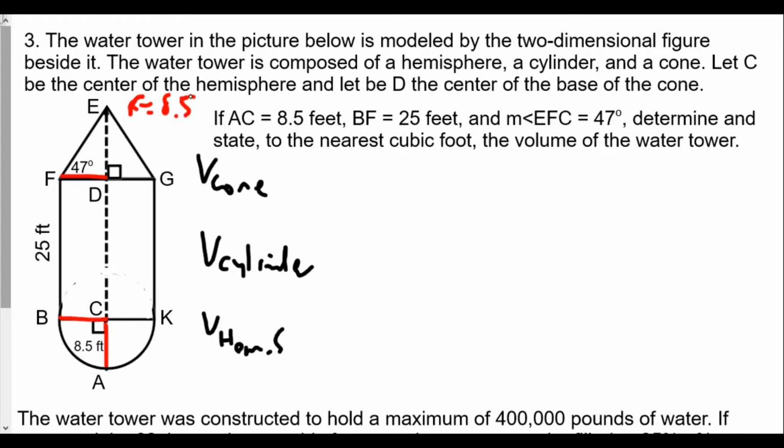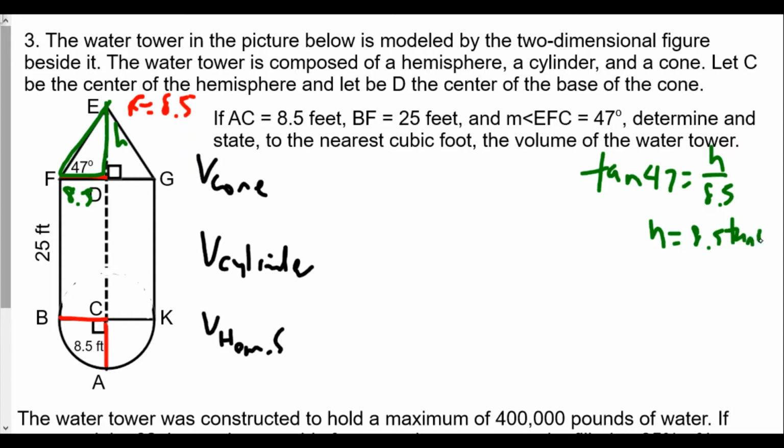And so now we want to find the height of the cone. To find the height of the cone, we have this right triangle here. We know FD, the radius, is 8.5, and we're looking for the height. In this situation, you have the leg opposite and the leg adjacent, so we are going to use the tangent ratio. The tan of 47 degrees is equal to the height over 8.5. So the height of the cone is 8.5 times tan of 47.